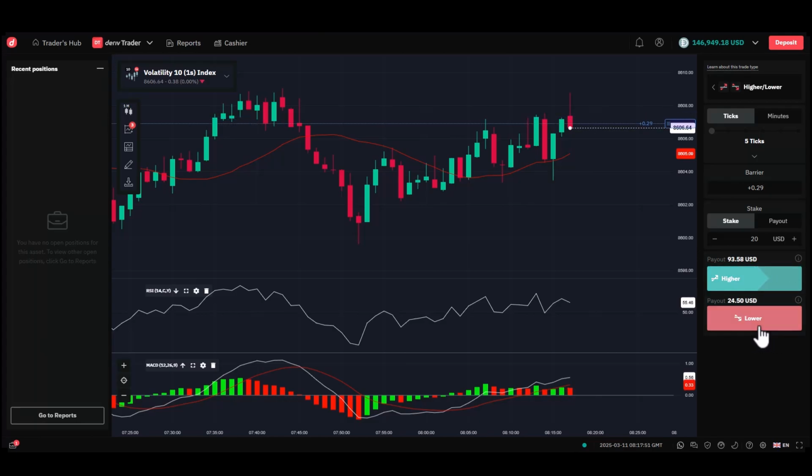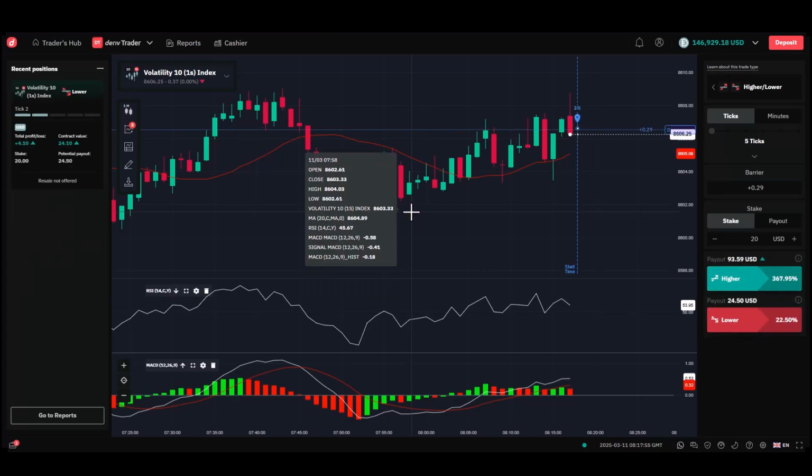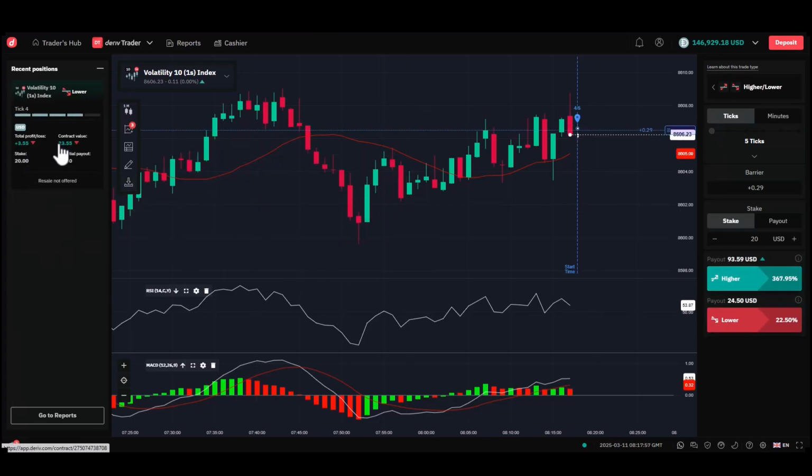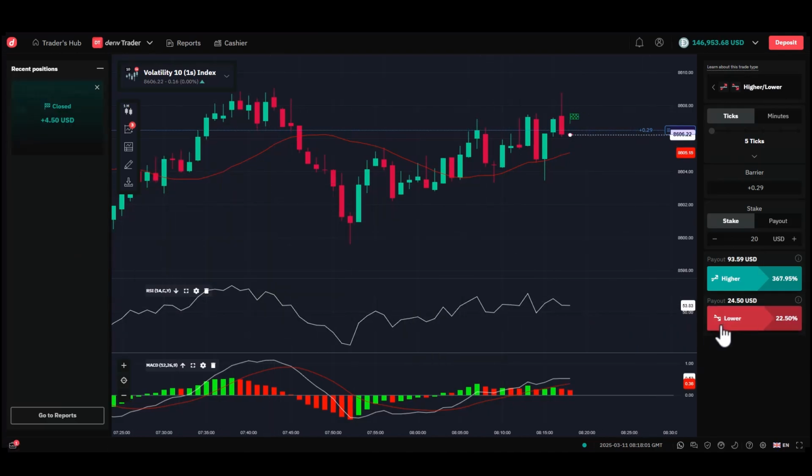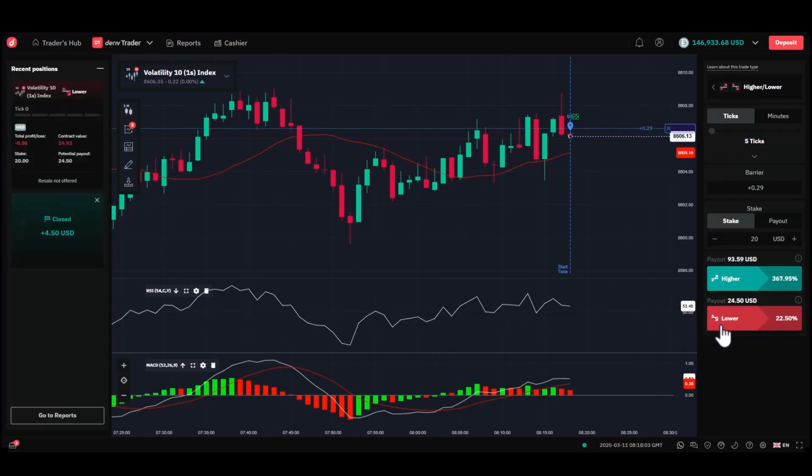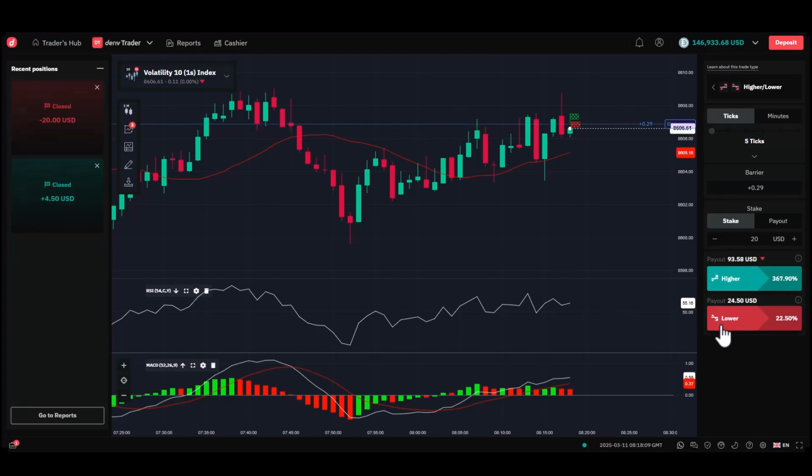So let's go with that. And again, we'll just go with 5 ticks, so it's nice and short. And you see here, you can see how the option is developing. And that one paid out, so that paid $4.50. Remember, the $20 you invested gets paid back plus the $4.50, so it's a 22.5% return. And in this one, it lost. So we lost 20 on that one.